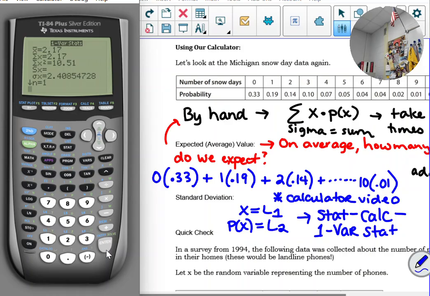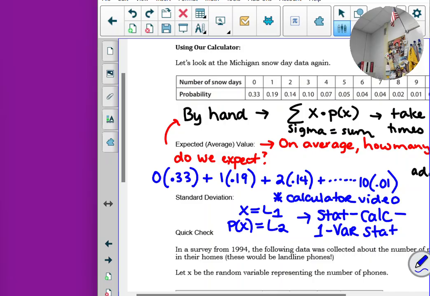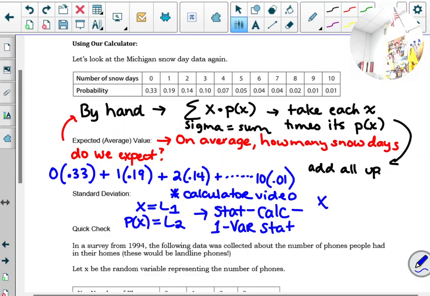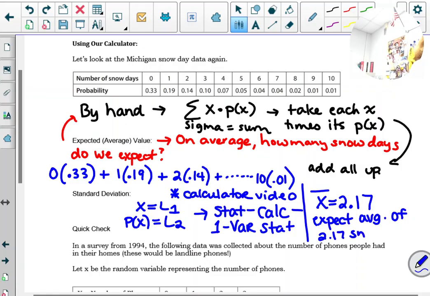L1 times L2, the average for that is 2.17. So that means we're going to expect an average of 2.17 snow days.